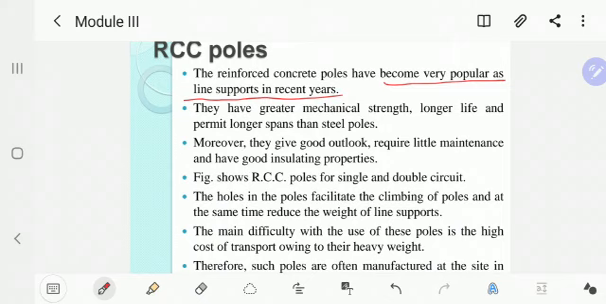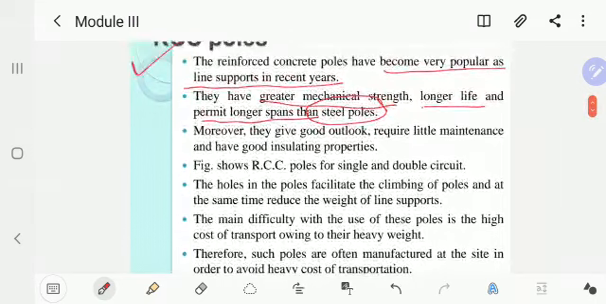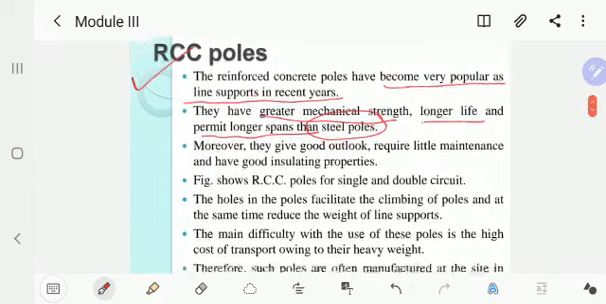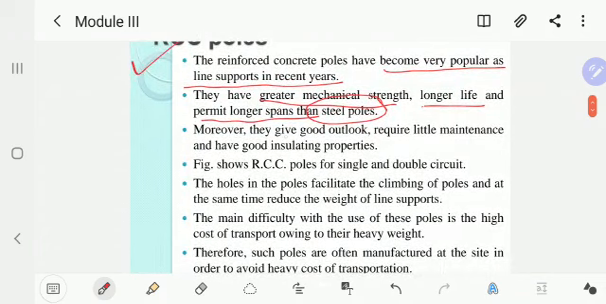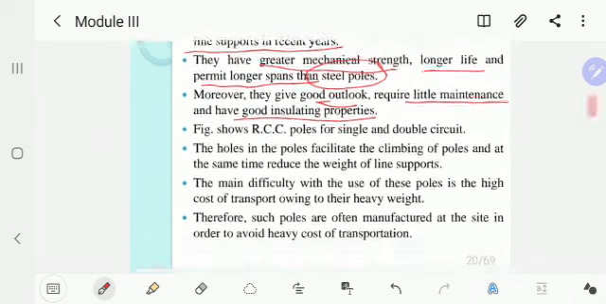They have greater mechanical strength, they have longer life, and they permit longer spans than the steel poles. So this one is more common, and nowadays these RCC poles are particularly being used. Moreover, they give a good outlook, they require very little maintenance, and they have very good insulating properties, unlike steel poles as well as wooden poles.